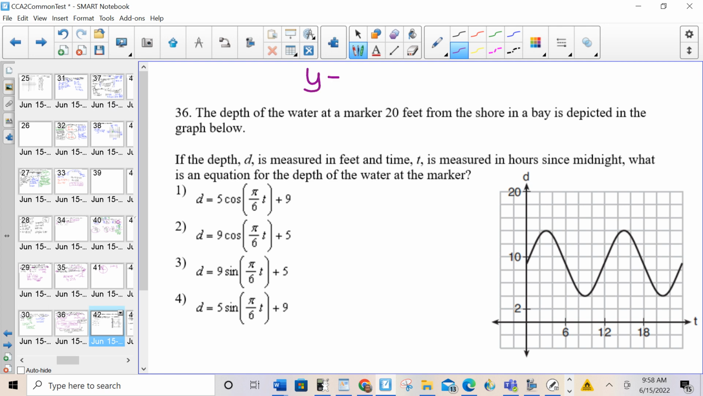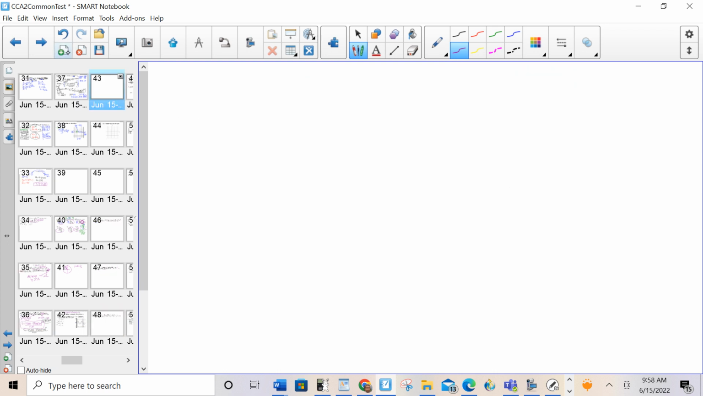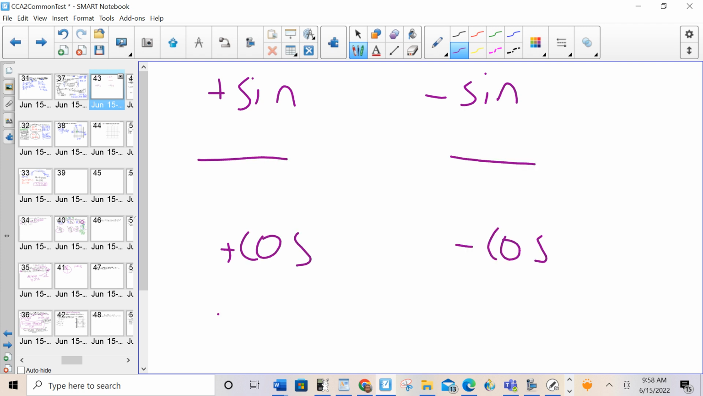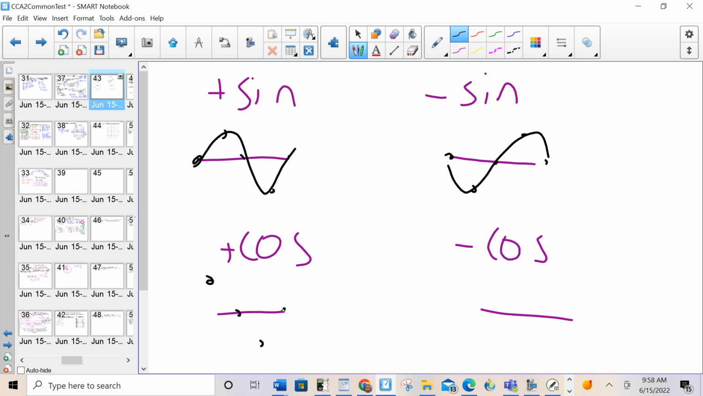To write the equation of a sinusoidal or trig function: amp, sign, freak, X shift. You need to know what your 4 waves look like. You need to know positive sine, negative sine, positive cosine, negative cosine. They all have 5 points. Positive sine goes midline, max, midline, min, midline. Negative sine is midline, min, midline, max, midline. Positive cosine is max, mid, min, mid, max. Negative cosine is min, mid, max, mid, min.